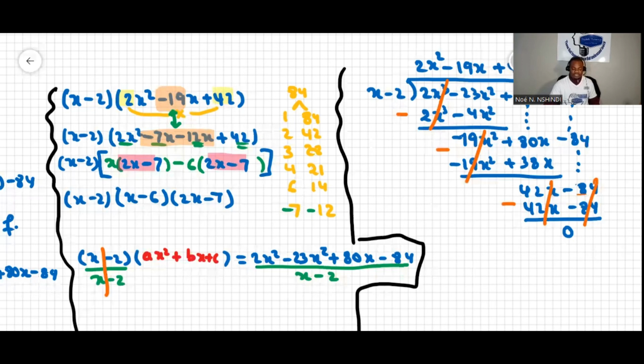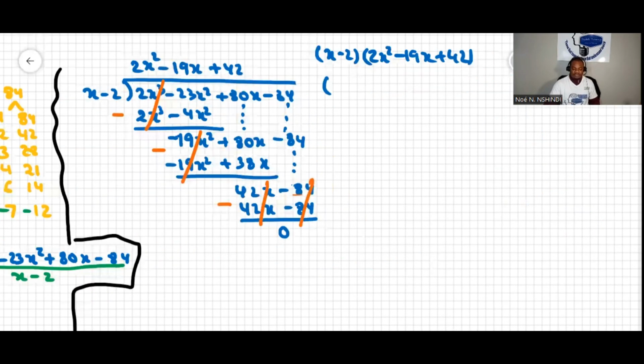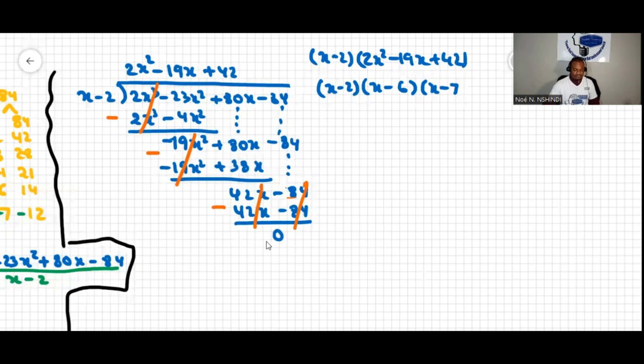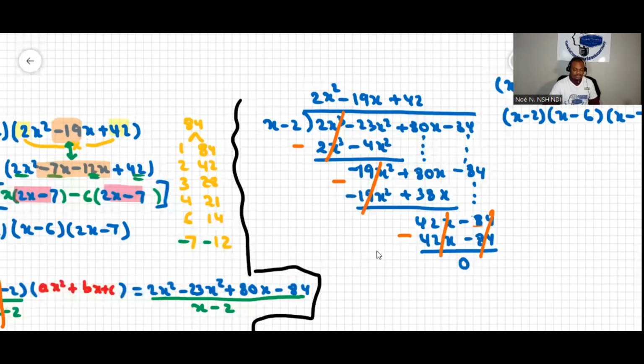So we factorize. Yes. So we're going to get the same thing, x minus 2, okay, and then x minus 6, 2x minus 7. Am I correct? Yes.